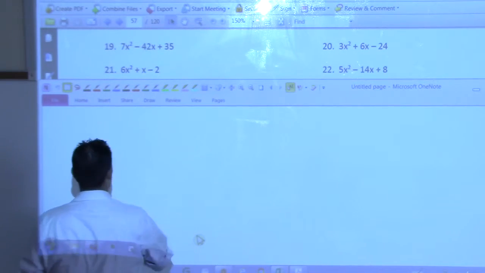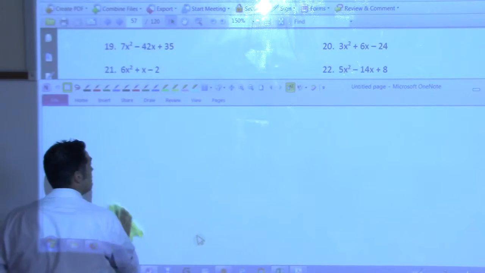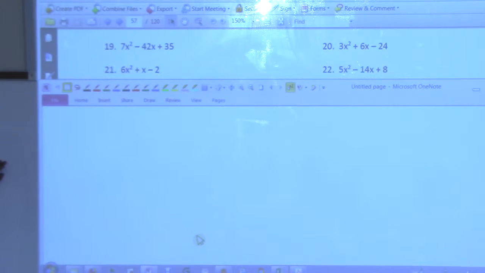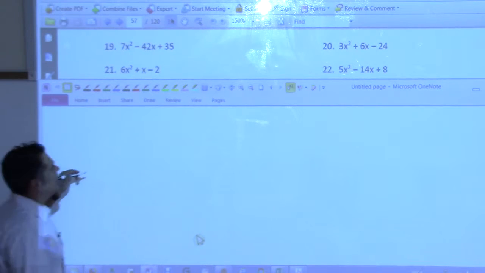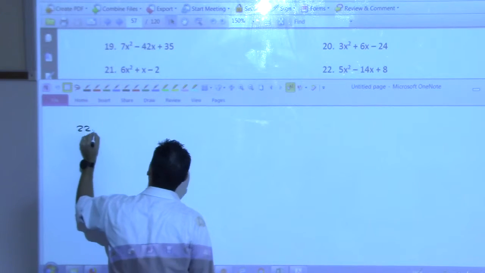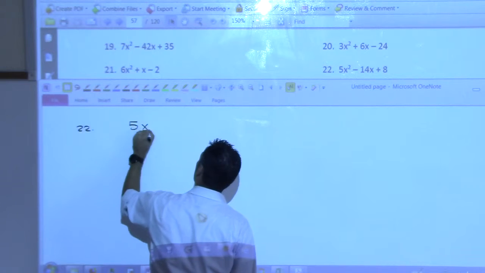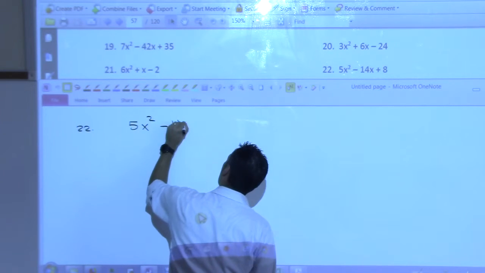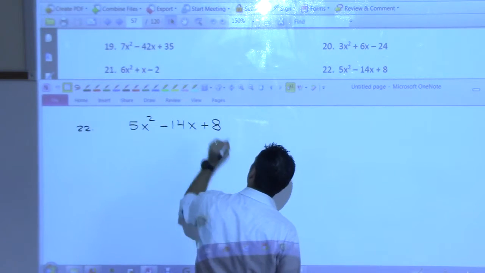Which one of those looks good to you that you want to do? 22. You want to do 22? Yeah, that's kind of the way I was looking there. 22. Let's see here. 5x squared minus 14x plus 8.